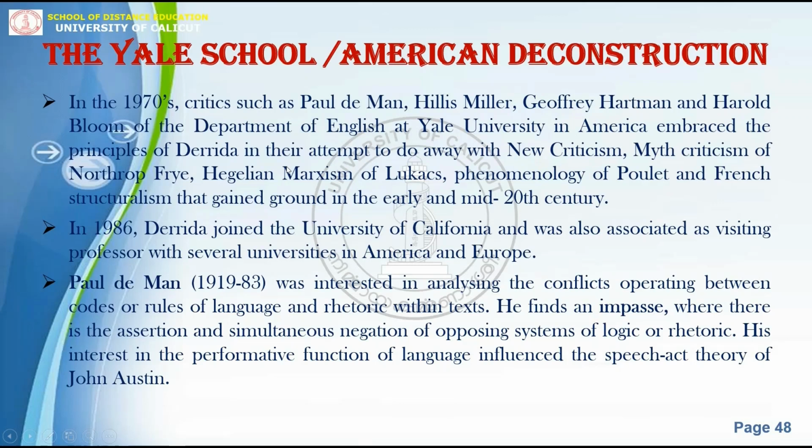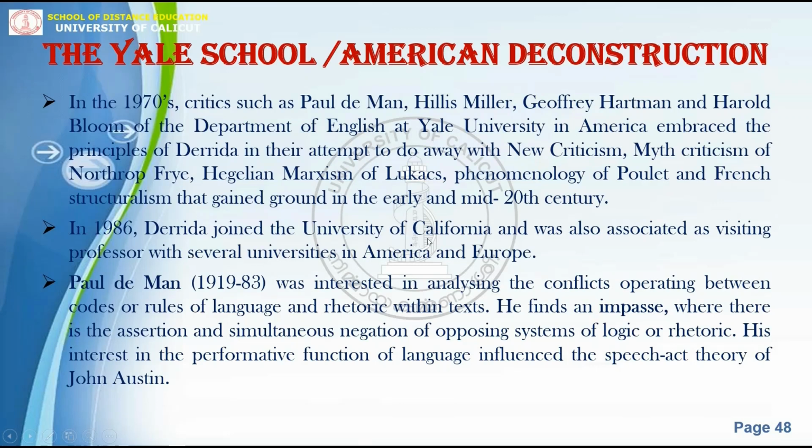Now, what is the Yale School or American Deconstruction? In the 1970s, critics such as Paul de Man, J.H. Miller, Geoffrey Hartman and Harold Bloom of the Department of English at Yale University in America embraced principles of Derrida in their attempt to do away with New Criticism, the myth criticism of Northrop Frye, the Hegelian Marxism of Lukács, the phenomenology of Poulet, and French structuralism that gained ground in the early and mid-20th century.